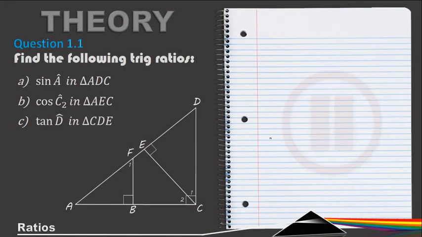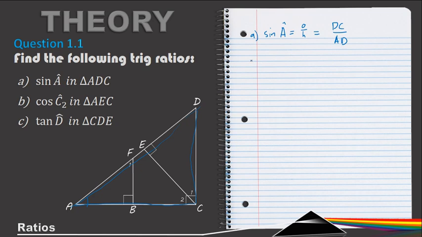So for question 1.1, find the following trig ratios. Now we want to find sine A in triangle ADC. This is the big triangle, ADC. So we're going to find sine A, and sine is opposite over hypotenuse, so that's equal to, from A, opposite is DC over, and hypotenuse is AD.